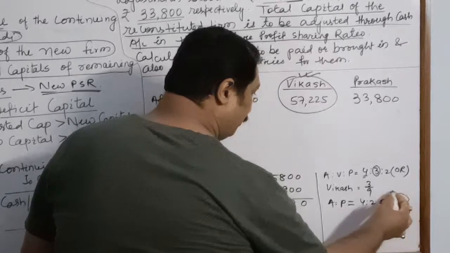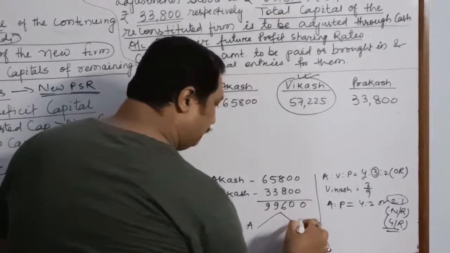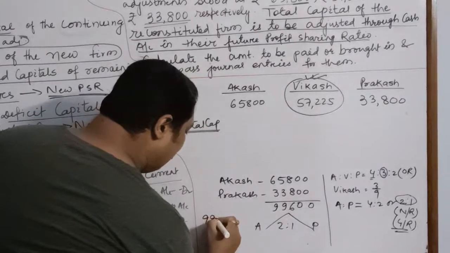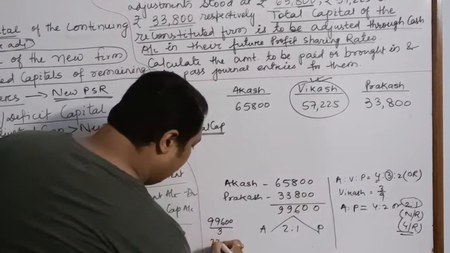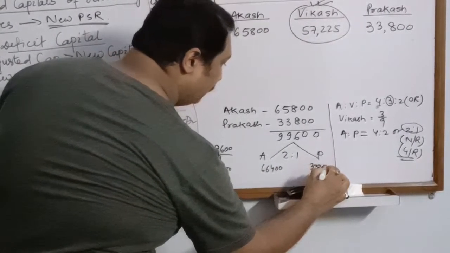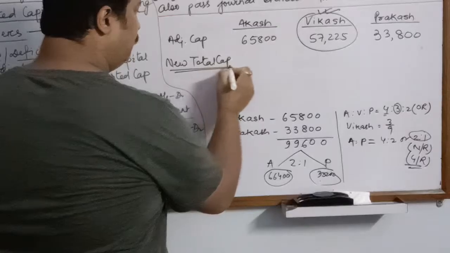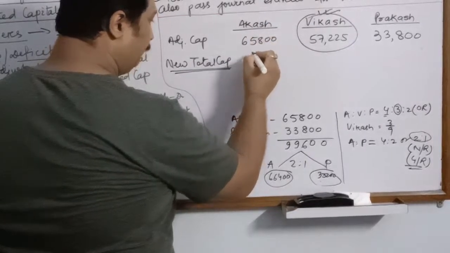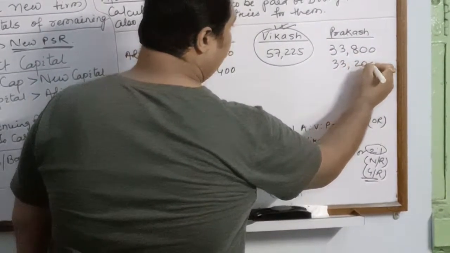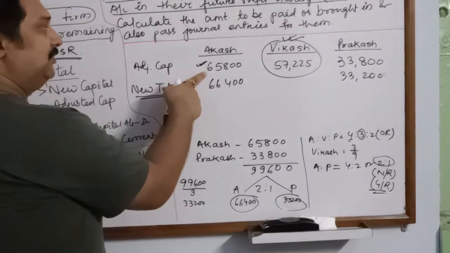Now what we are supposed to do is this: 99,600 will be distributed between Akash and Prakash in the ratio 2:1. So what will be the share? 99,600 divided by 3. It will be rupees 66,400 and 33,200. So this is the new capital of Akash and Prakash. So here you can write, just below Akash, 66,400 and Prakash is 33,200.